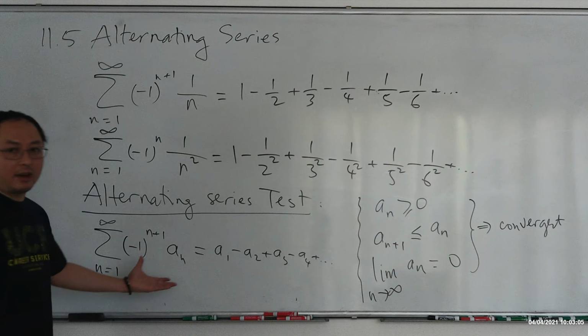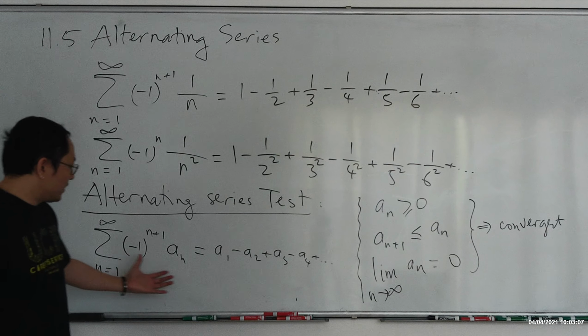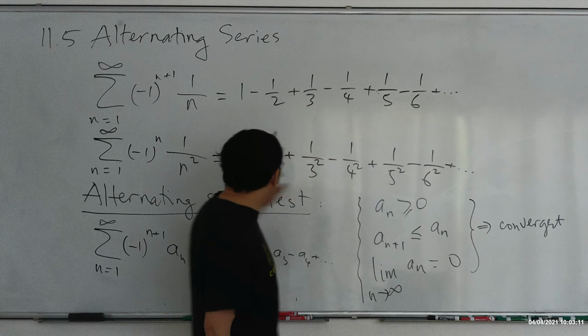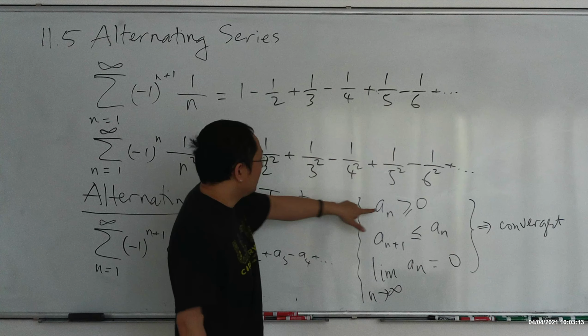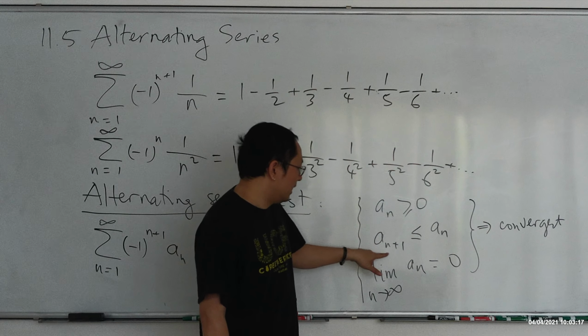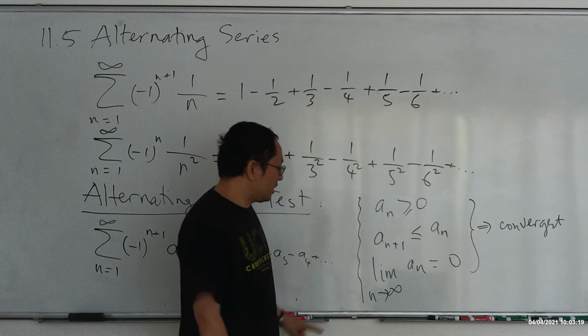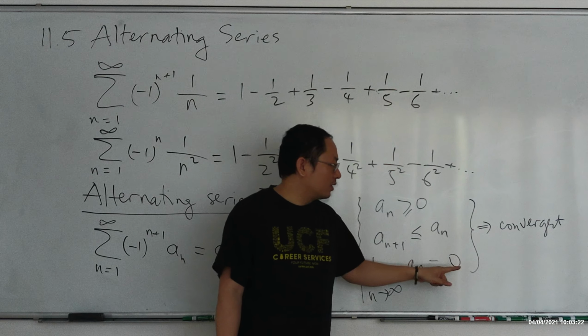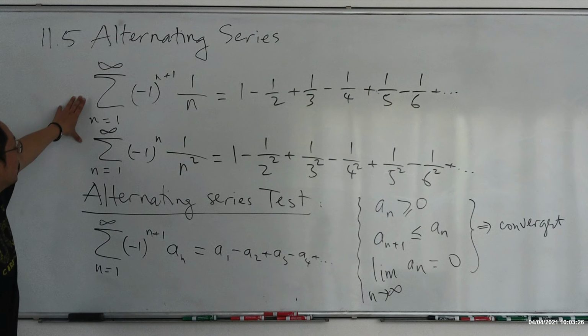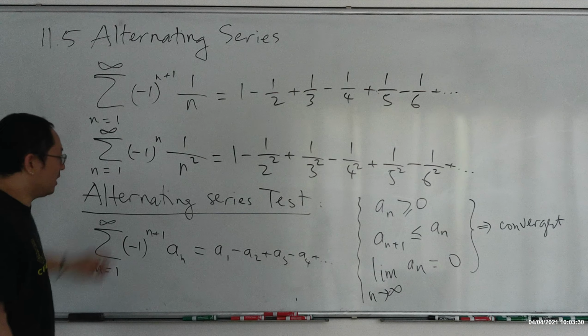I'm showing you the test right here, saying what? You have an alternating series that satisfies three conditions. All the terms here, ignoring the sign, plus or minus, all the numbers are positive, and the next term is going to be less than the previous term, and the limit of the nth term is equal to 0, then the series is convergent. So actually, those two alternating series right here are convergent. You see why? But the first one right here, let me show you.